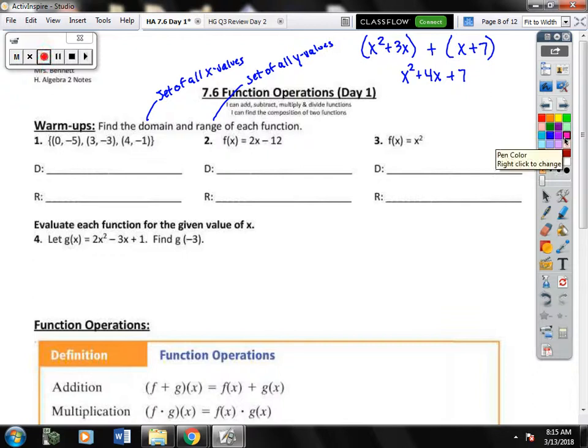So for the first one, it's just a relation or a set of ordered pairs. So the domain would just be the x values, 0, 3, and 4. We usually use braces to recognize that they're a set of values. And then the range would be the set of y values, -5, -3, -1.